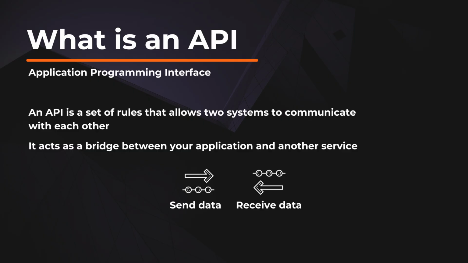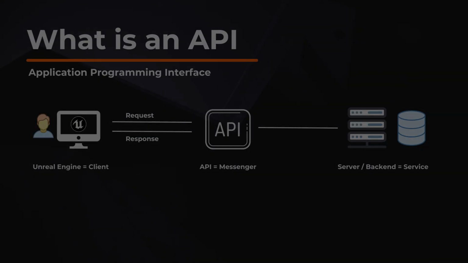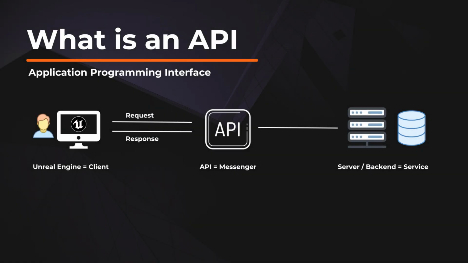An API is a set of rules that allow two systems to communicate with each other. It acts as a bridge between your application and another service. APIs are commonly used to send or receive data. Let me explain it in a simple way. The Unreal Engine here is the client and the server is the service. The API is the messenger between them.